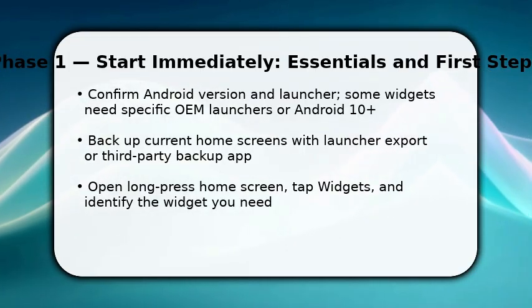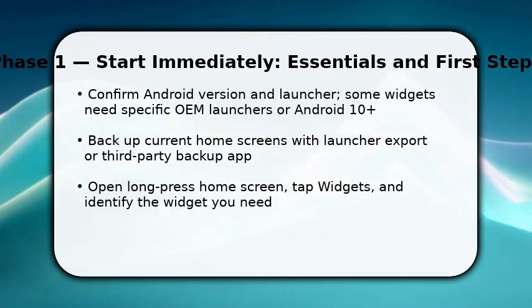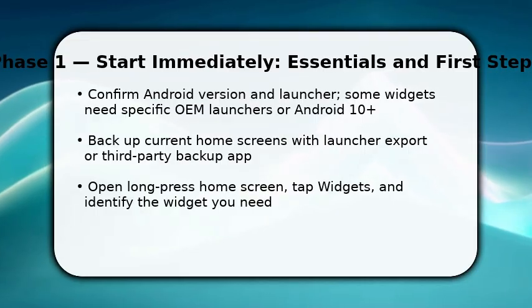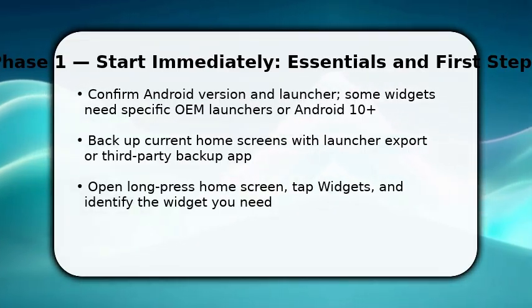You want to identify the exact widget by name and provider because variants behave differently. If the widget requires an app update or permissions, install or grant them now. This first step prevents partial restores and saves time later.